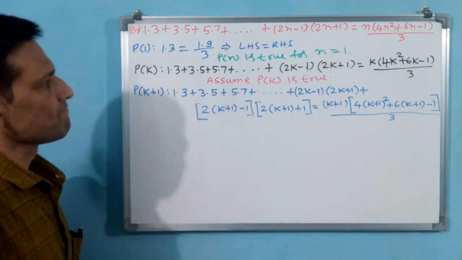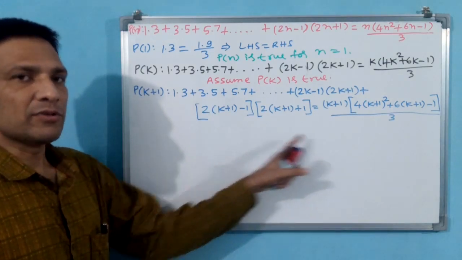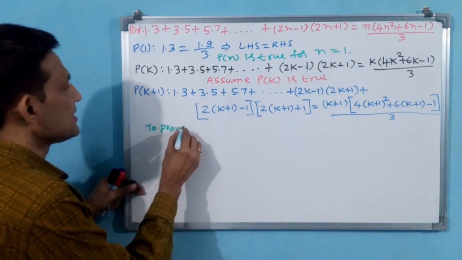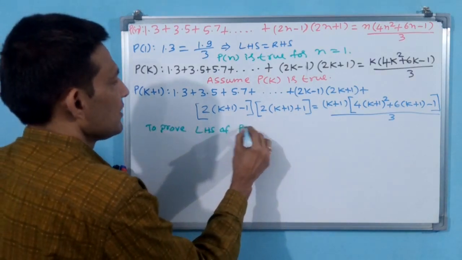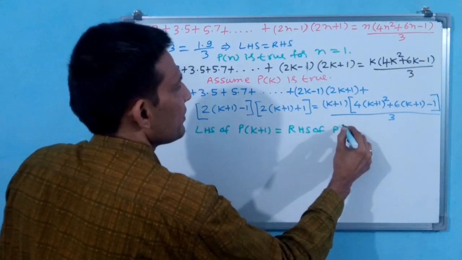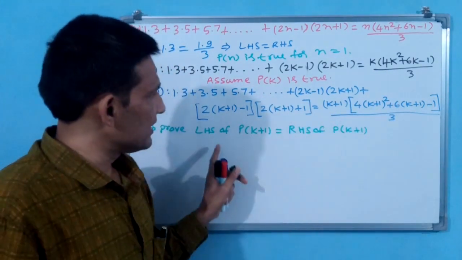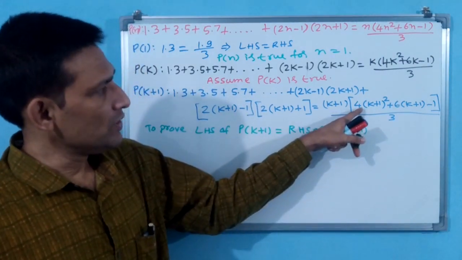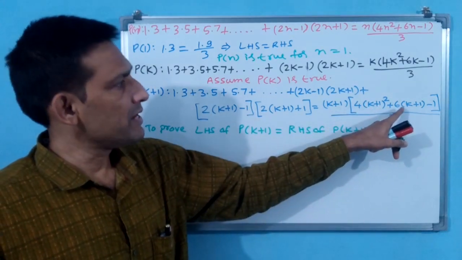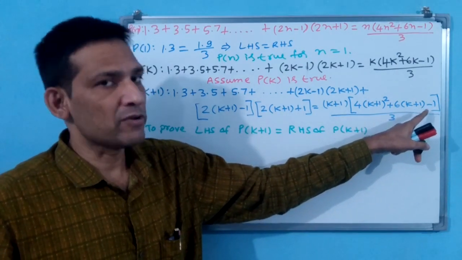Okay. See now what we have to write to prove LHS of pk plus 1 is equal to RHS of pk plus 1. Write down. To prove LHS of P of k plus 1 is equal to RHS of P of k plus 1. You see here also some further modification has to be done, but here let us do it afterwards. You see 4 into k plus 1 square you have to first make, then multiply with 4. This is very easy. 6k plus 6 minus 1, 6 minus 1 is 5, 6k plus 5 you can write easily here.